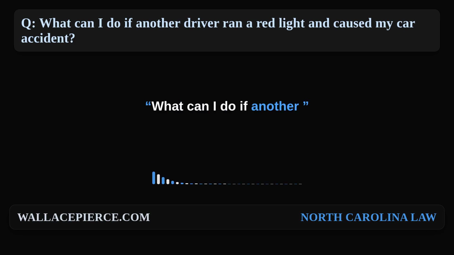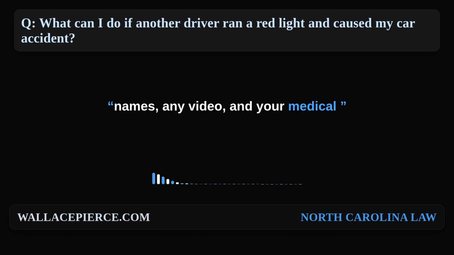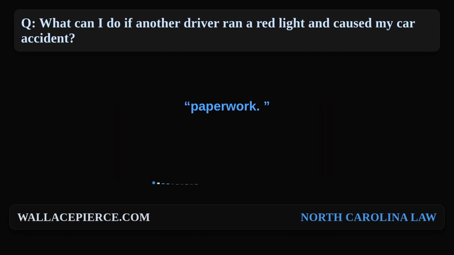What can I do if another driver ran a red light and caused my car accident? Start by protecting the evidence and your claims right away. Gather the crash report, photos of the scene and vehicle damage, witness names, any video, and your medical records. Keep track of missed work, bills, repair estimates, and any total loss paperwork.